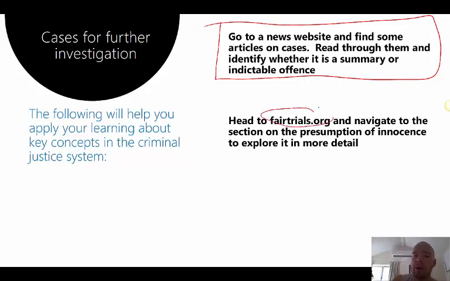Also, there's a little website that you can head to called fairtrials.org. It's an international website, and it has a section on the presumption of innocence that allows you to explore that in a bit more detail. From memory, it even talks a little bit about some countries around the world who perhaps do not have a presumption of innocence and what effect that can have on fairness and equality in the legal system.